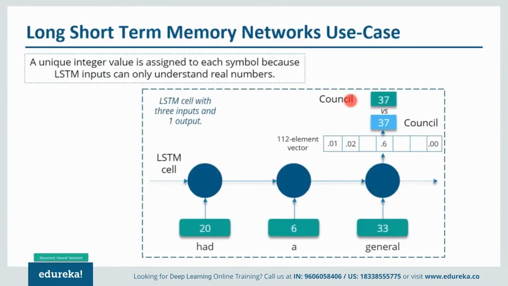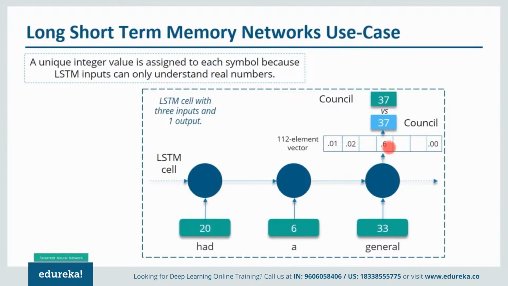So technically we know that LSTMs can only understand real numbers. Alright, so what we need to do is convert these unique symbols into a unique integer value based on the frequency of occurrence, and like that we'll create a dictionary. For example, we have had here that will have value 20, a will have value 6, general will have value 33. Alright, and then our LSTM will create a 112 element vector that will contain the probability of each of these words or each of these unique integer values.